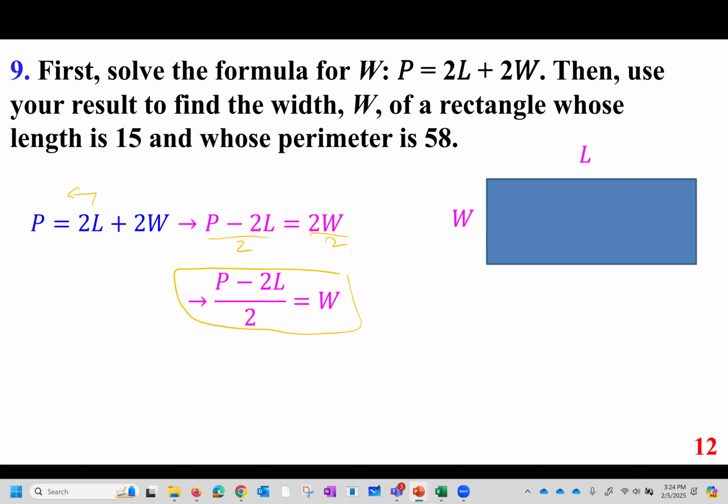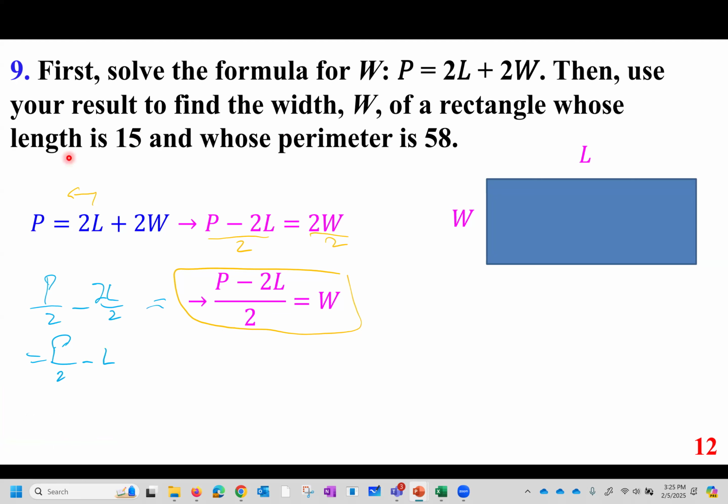Now, one thing I want to add before we move on to the next part. It's important to know that you cannot simply drop these two. That's wrong. What you can do is say P over 2 minus 2L over 2, which becomes P over 2 minus L. That you can do. Okay, don't mix them up. In any event, let's plug in.